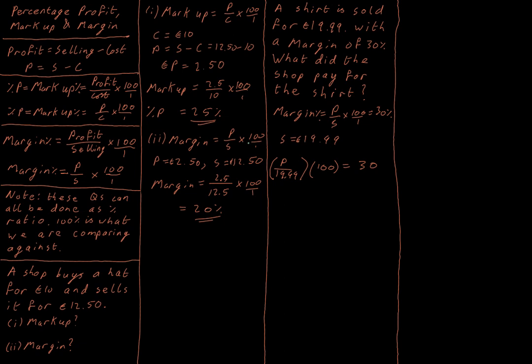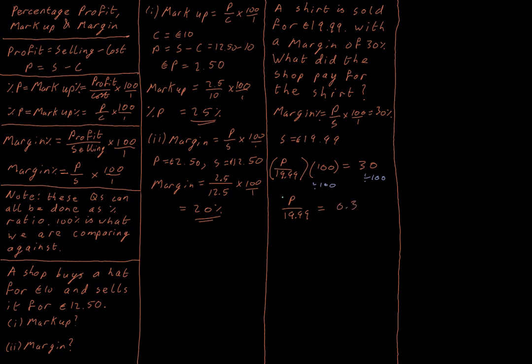So we need to rearrange our formula. I'm going to divide both sides by 100 so that I get rid of this 100 here. I want to isolate my profit. So I'm going to divide both sides by 100. I'll use my division symbol here because I already have a fraction. So I'm going to divide both sides by 100. So I have the profit all over 19.99 is going to be 0.3.